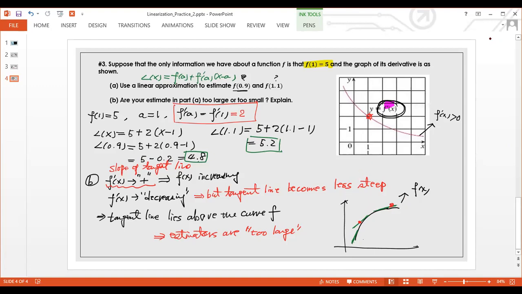Okay, that's it. That's the application of linearization, and as you can find, it's very interesting. I hope that you practice the problem first and then come back here to verify the answer, and make sure you understand how to do that.